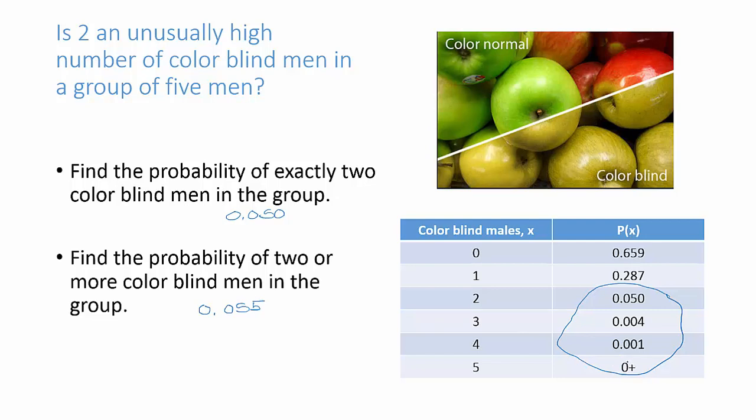Okay? Now we're ready to go back and answer our actual question. Is 2 an unusually high number of colorblind men in a group of 5? And our previous slide told us that we need to consider 2 and anything more extreme. So the probability that we're going to use to answer this is the second one. And because that is greater than 5%, we will answer no, it's not. And we're going to answer no because the probability of 2 or anything more extreme is more than 5%.